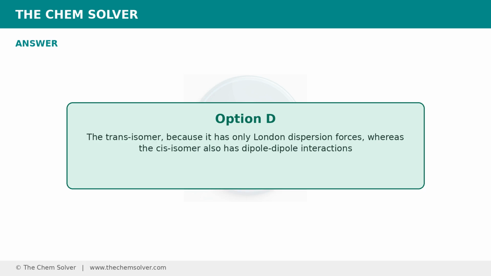The correct answer is option D, the trans isomer, because it has only London dispersion forces, whereas the cis isomer also has dipole-dipole interactions.